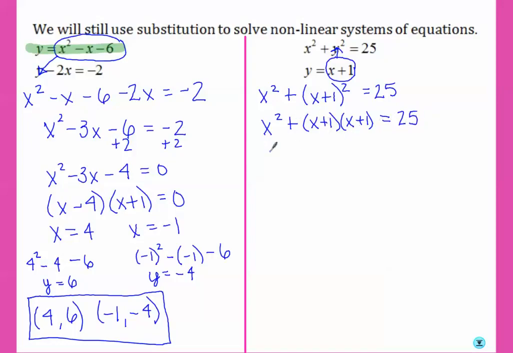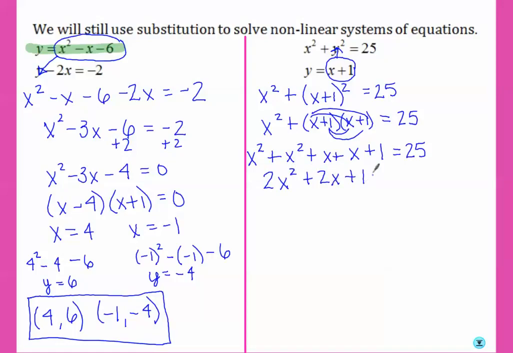So we're going to multiply this out. We're going to bring down this x squared plus x times x is x squared. x times 1 is x. 1 times x is another x. And 1 times 1 is 1. And it still equals 25. I'm going to combine like terms here. 2x squared plus 2x plus 1 equals 25.